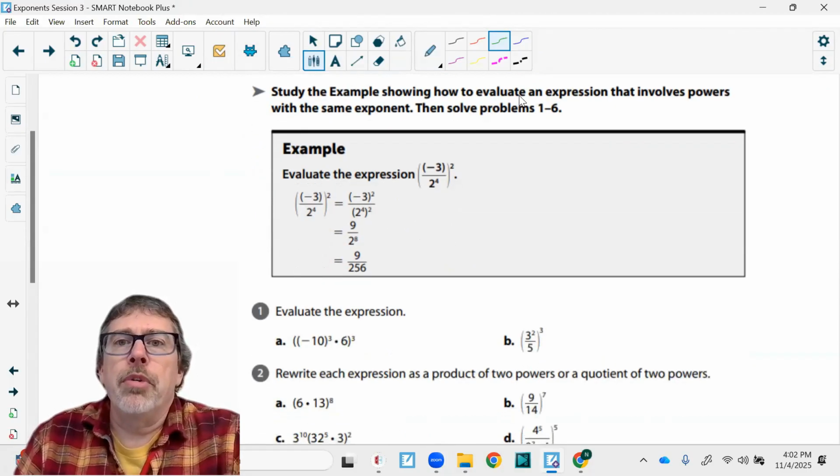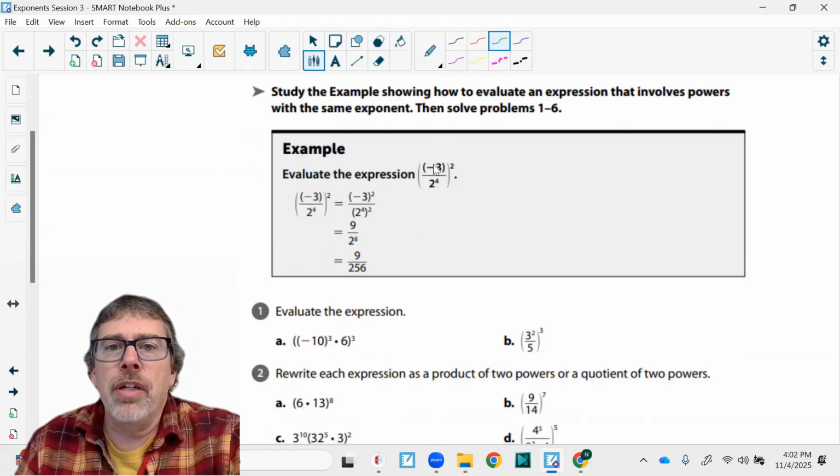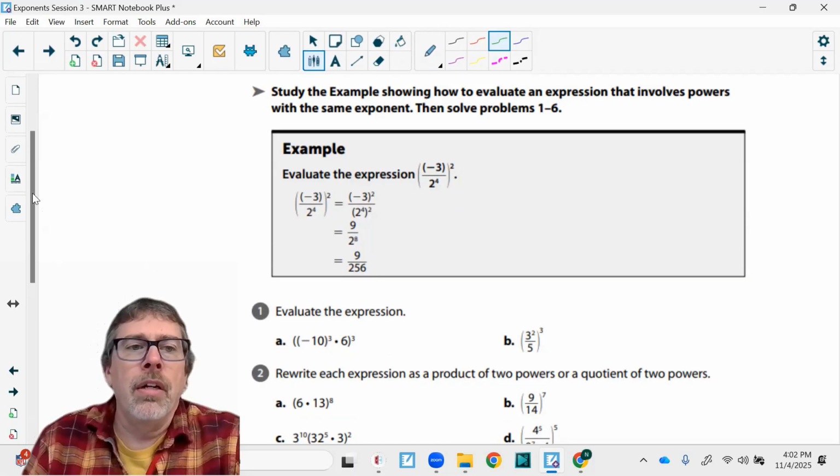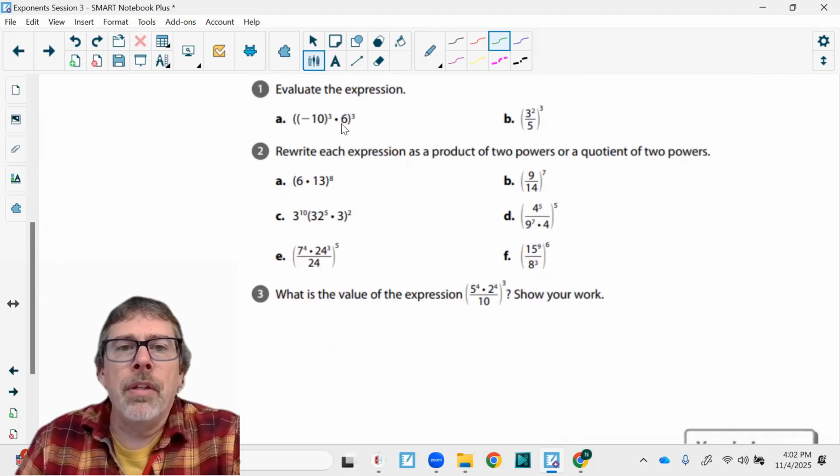Study the example showing how to evaluate an expression that involves powers with the same exponent, then solve problems 1 through 6. So it says to evaluate the expression -3 over 2 to the fourth power, all to the power of 2. So they took the original and they distributed the 2 to the numerator and the denominator. And a -3 squared is +9. And they did the power rule here. 4 times 2 is 8. And 2 to the 8th power is 256. And they get the final answer. So that is what we will be doing today, is multi-step problems.